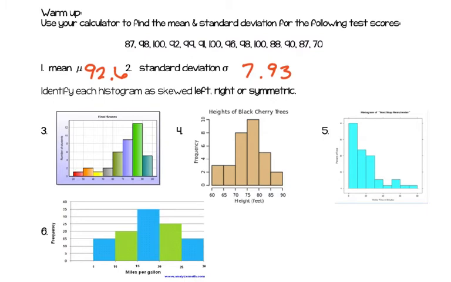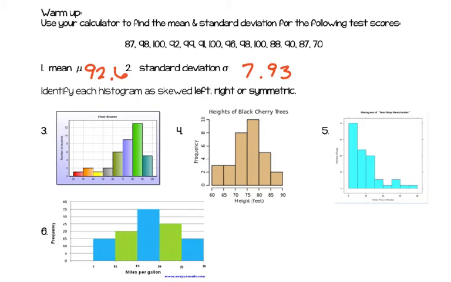Okay, the mean for this list of numbers comes out to be 92.57, so I put 92.6. It didn't say where to round, so if you put 92.57, that's fine. Standard deviation is 7.925, so I put 7.93.